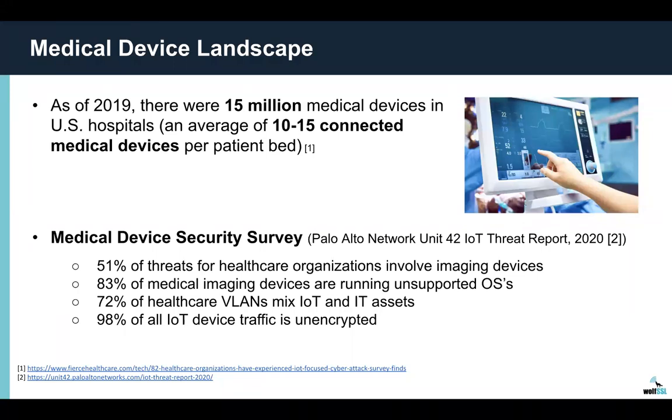72% of healthcare VLANs or networks mixed IoT and IT assets, which oftentimes can more easily let an attacker in to an IT asset, which should be protected from the medical device network itself. 98% of all IoT device traffic is unencrypted. So obviously there's a lot of room here to layer on security going forward into the future.